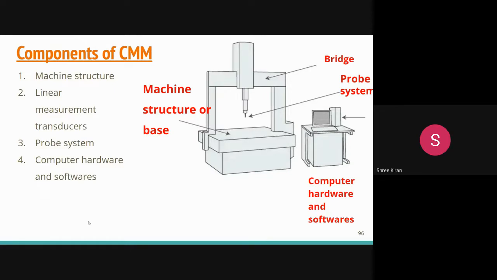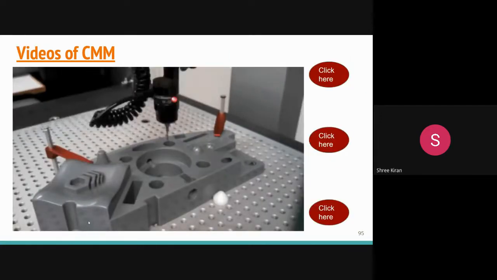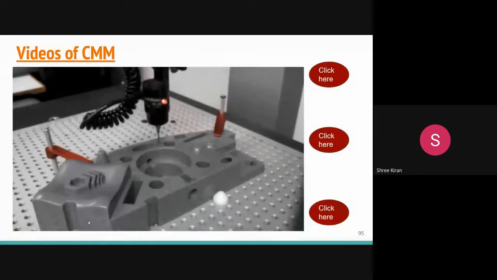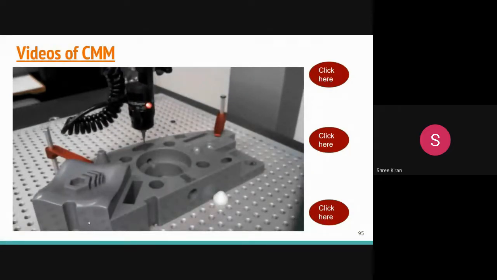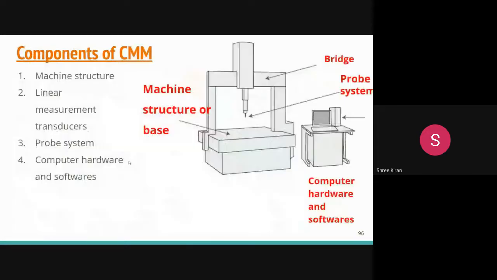It is the sensory part of the coordinate measuring machine, CMM, responsible for gathering the data from the workpiece. As you see here, this is the probe. Probes are inserted into the probe arm, which is supported by the moving frame.